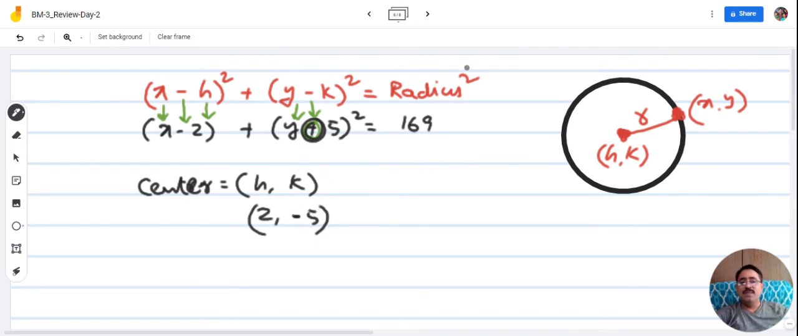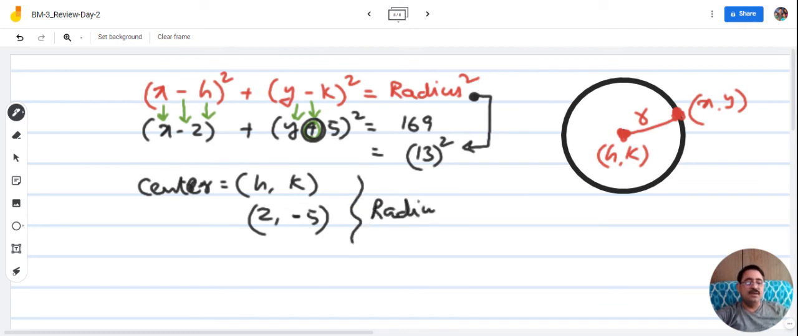As simple as that. And radius square equals 169. This one may be written as 13 square. You can make use of a calculator. So radius square is 13 square. So what is the radius? Radius equals 13. Okay.